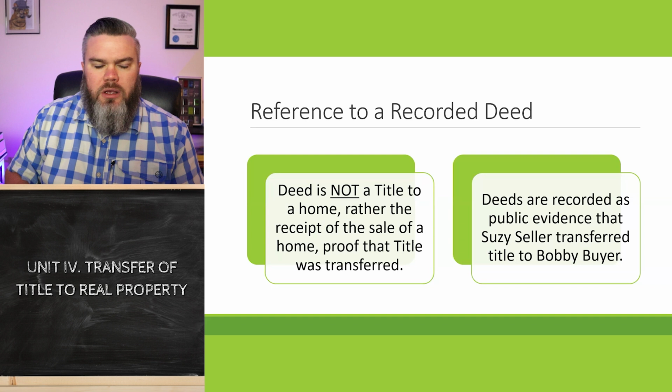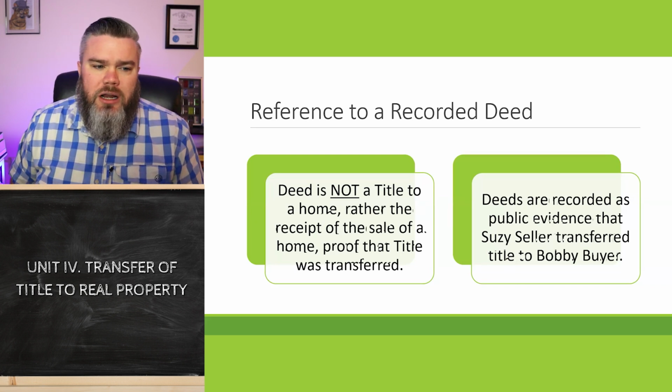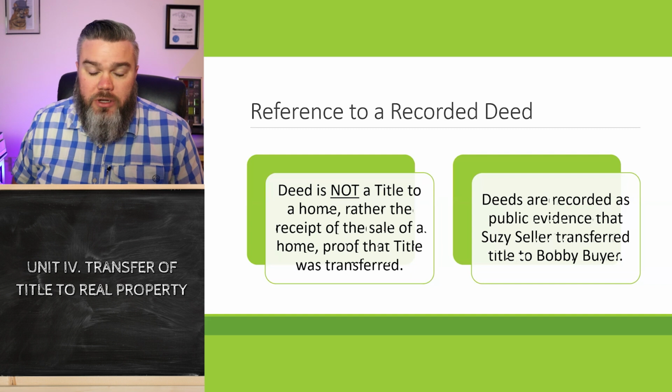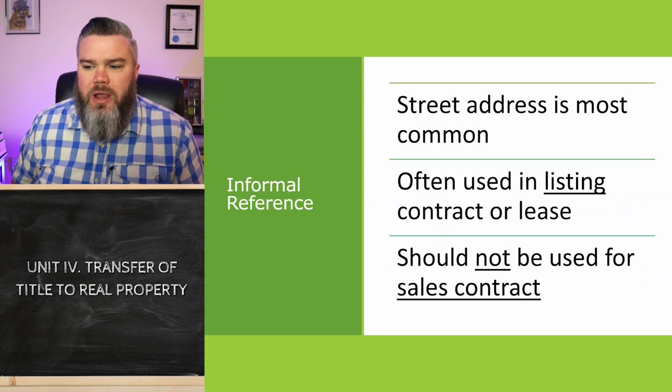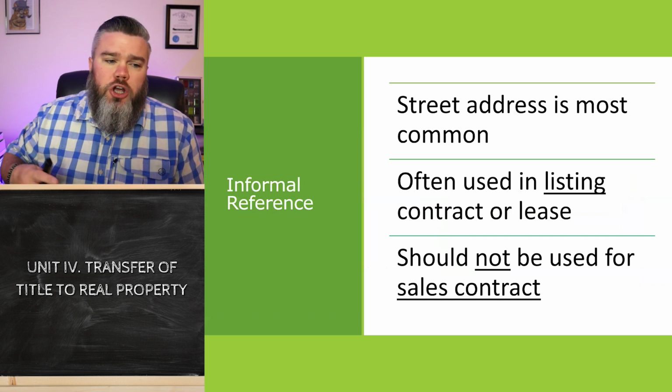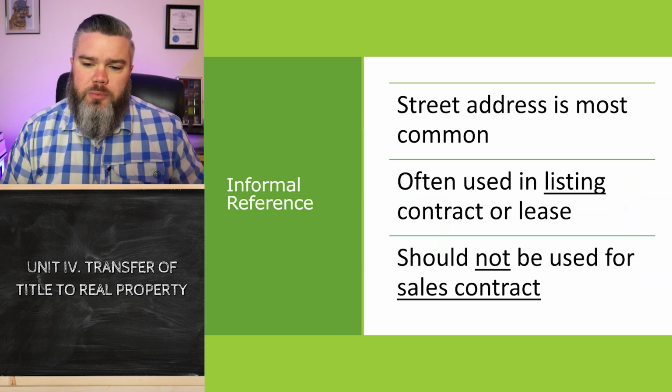And of course, as I told you, when we're dealing with transferring title to somebody, it's not enough to use the street address solely. Do we use it? Yes. But I told you that the street address is referred to as an informal reference. And so we have to typically use in conjunction with one of these other legal descriptions so there's no confusion about which property we're referring to.